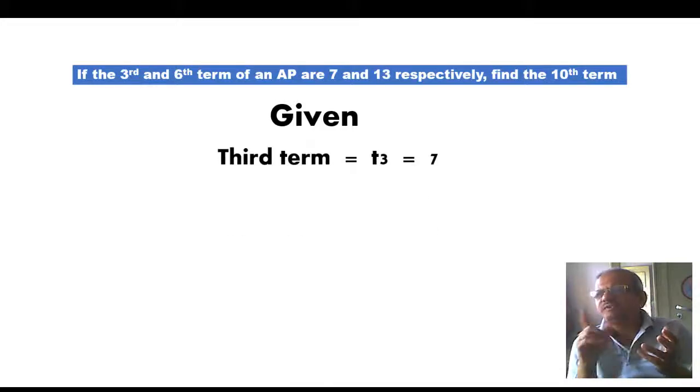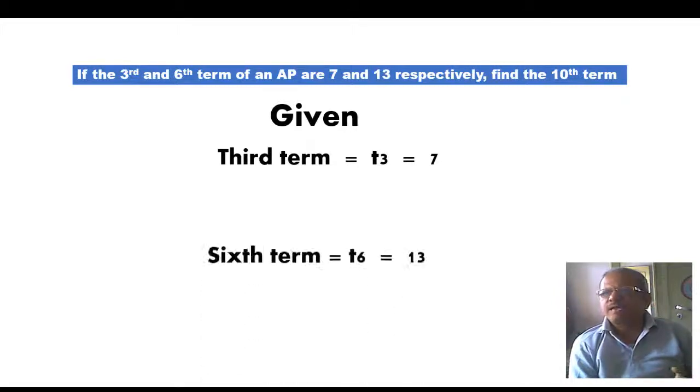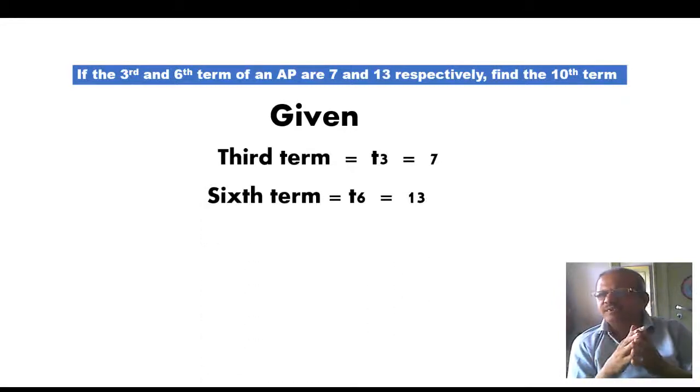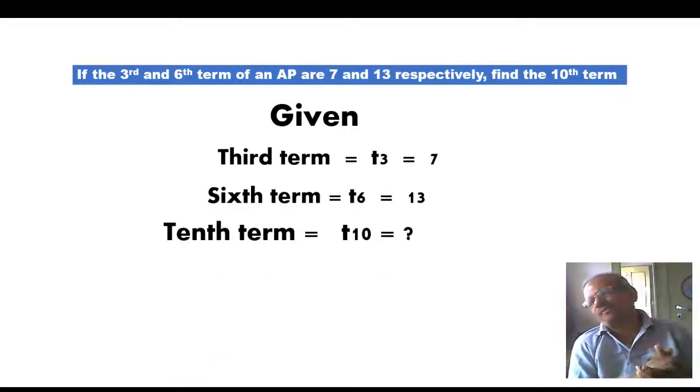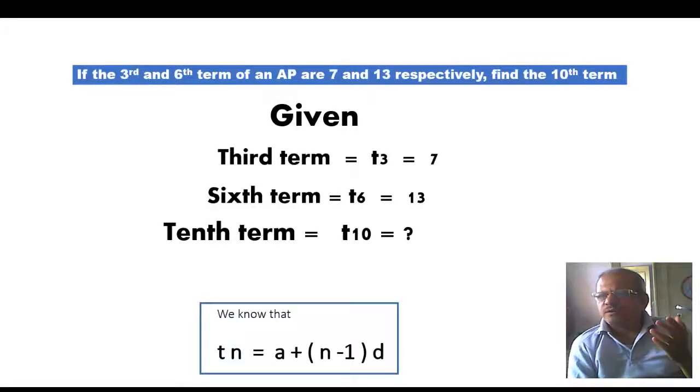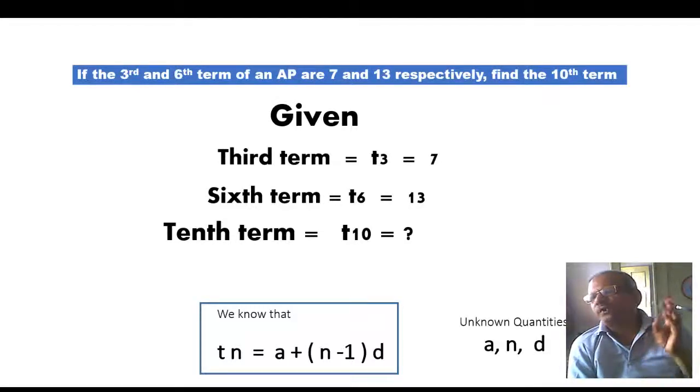Third term, denoted by T3, is equal to 7. Then the sixth term is given to us, that is T6 is equal to 13. And we have to find the 10th term. Friends, we know that the nth term is calculated as A plus n minus 1 into D. So unknown quantities are A, N and D.